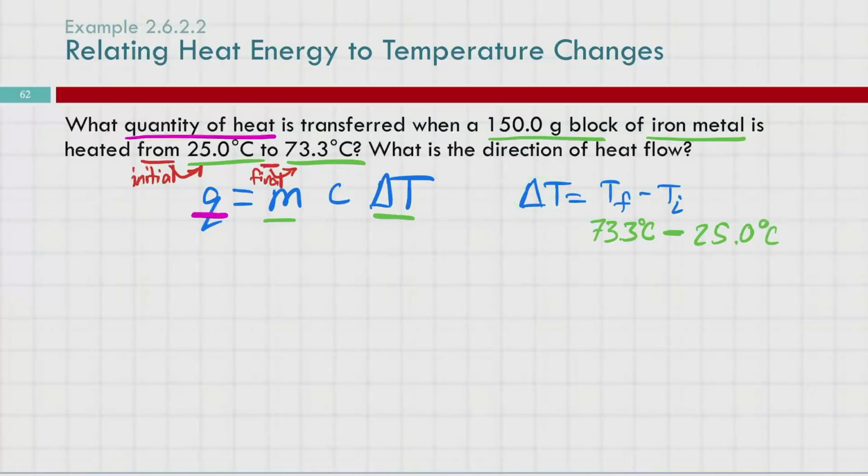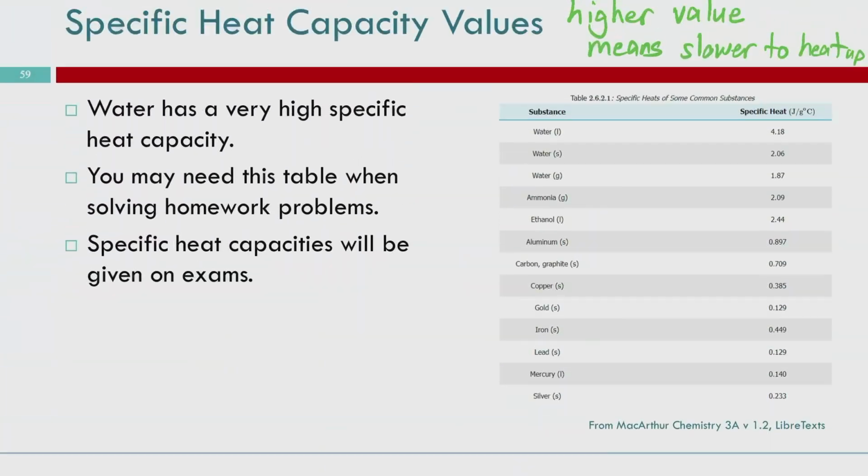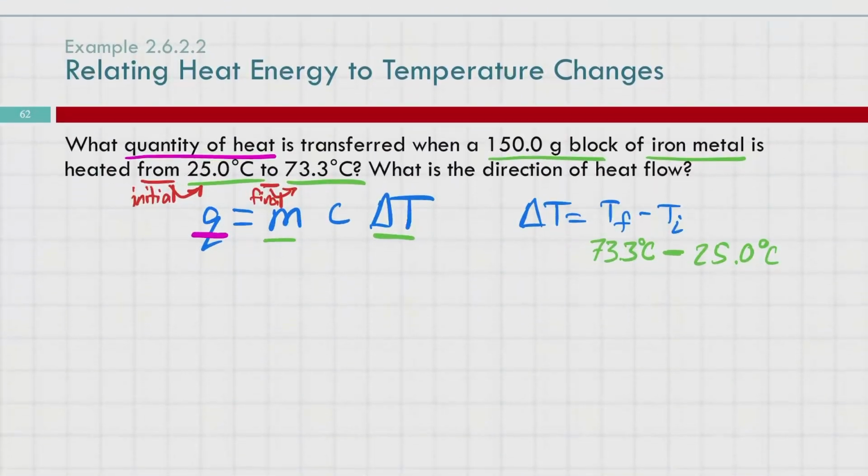What are we missing to solve this problem? We've got M, we've got delta T, we're finding Q. What's the last thing? C, our specific heat capacity. Yes, our specific heat capacity. So we have to go find a table. Look, a table. So in our table, iron has a specific heat capacity of 0.449 joules per gram degree Celsius. You will be given specific heat capacities on the exam, should you need them. So 0.449 is our C.